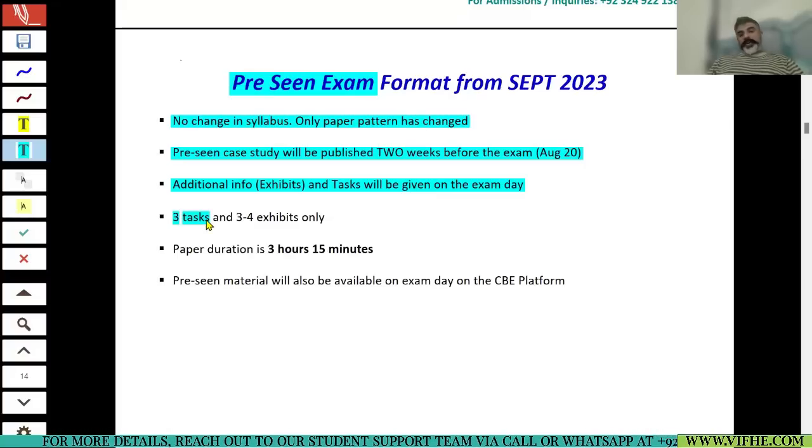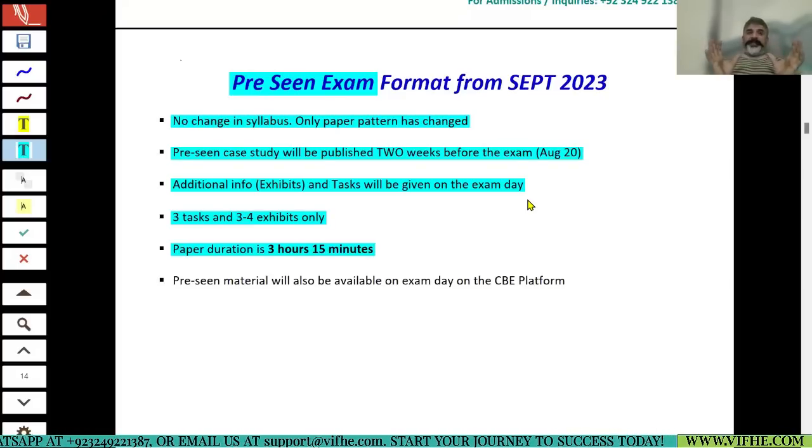There will be only 3 tasks or 3 questions and 3 to 4 exhibits. Paper duration is 3 hours and 15 minutes. There is no separate time for reading. This is the total time, 3 hours, 15 minutes. You can start writing from the first minute, or you can spend a few minutes reading the exhibits and the requirements, entirely up to you. Total time 3 hours, 15 minutes, all inclusive. I will cover this in my exam technique today, how to optimize our time.